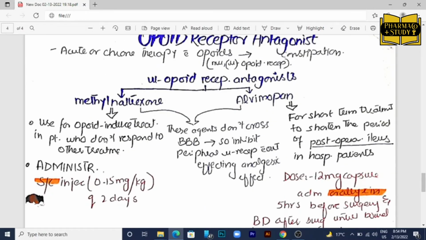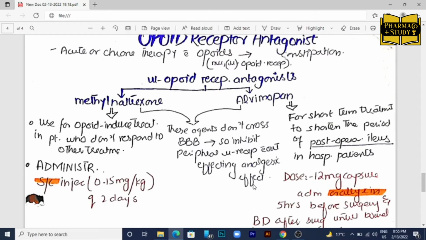The drugs that come under this class are methylnaltrexone and alvimopan. These drugs do not cross the blood-brain barrier, so they inhibit the peripheral receptors without affecting the analgesic effect. What is the main function of opioids? Opioids are mostly used to treat pain. Like morphine is used to treat pain, to relieve the patient from the pain.